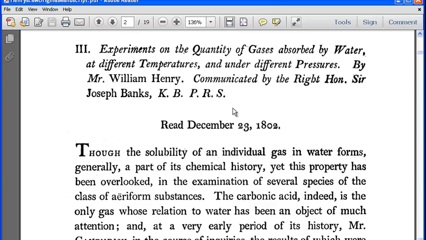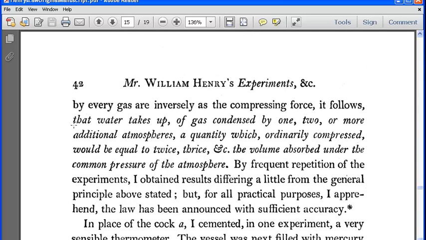So let's find the statement in here of Henry's law. And here it is on page 42. It says, water takes up of a gas condensed by 1, 2, or more additional atmospheres, a quantity which ordinarily compressed would be equal to twice, thrice, etc., the volume absorbed under the common pressure of the atmosphere. Well, back then they had a different style of writing, and this doesn't really say very clearly what we had claimed Henry's law was, but if we parse it out, maybe we can figure it out.